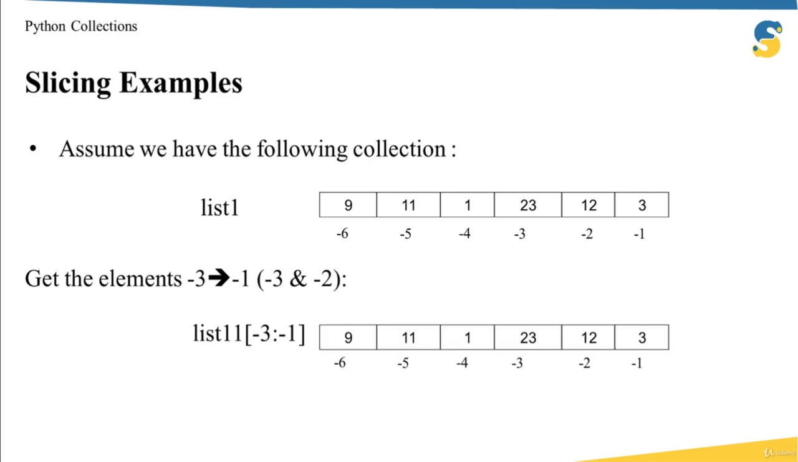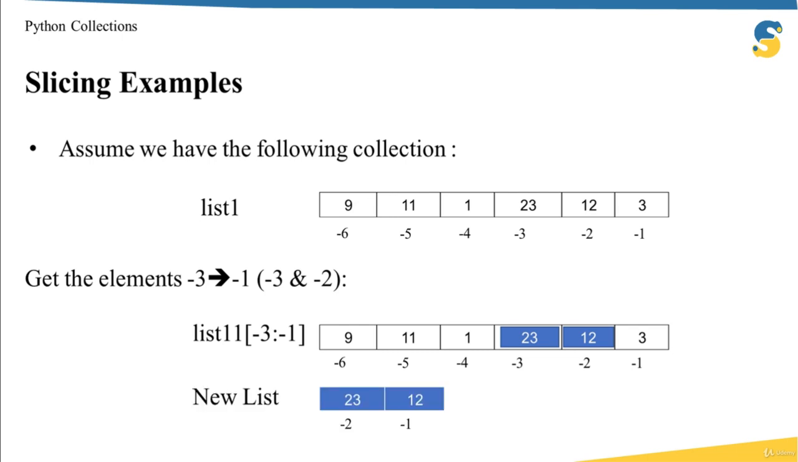In this case, I will say list1 from -3 to -1. This will give me 23, 12. And as you see here, the element in the location -1 is not included because I have to move from start, which is -3, to -1, which is -2 in this case. And this will give me this new list, which has only two elements.